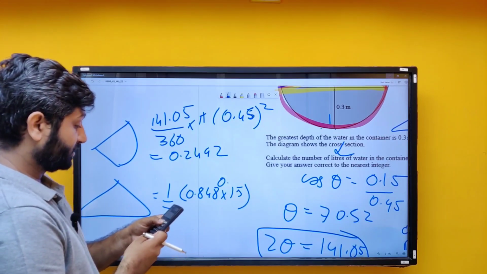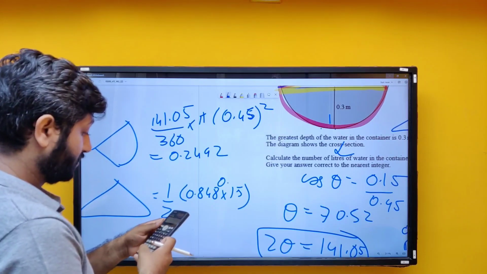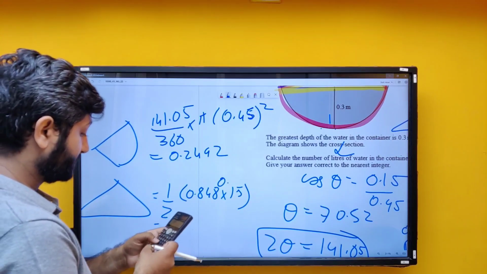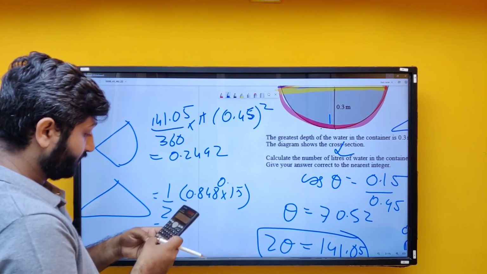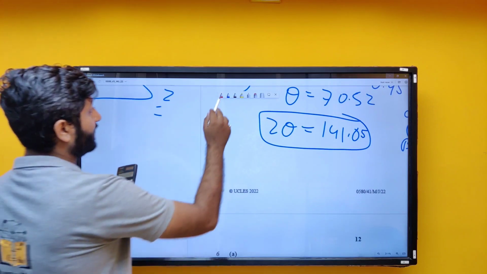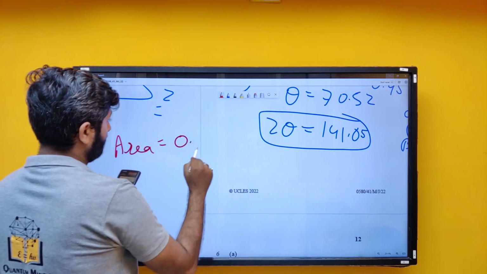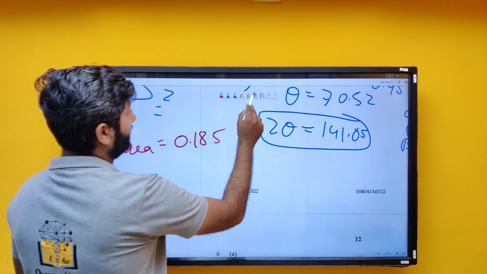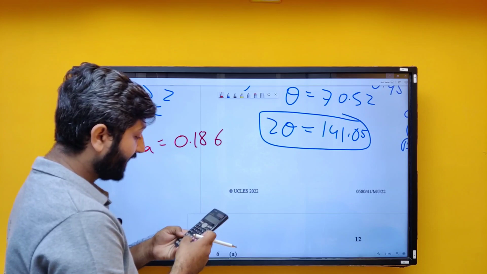Right, just a second. So 141.05 divided by 360 into pi into 0.45 square minus 0.5 into 0.848 into 0.15. So the final area is 0.1856. I'll have to multiply this with the height, so into 4.